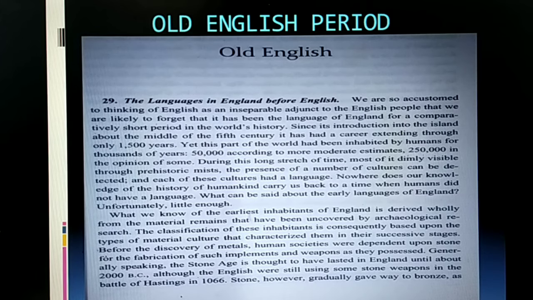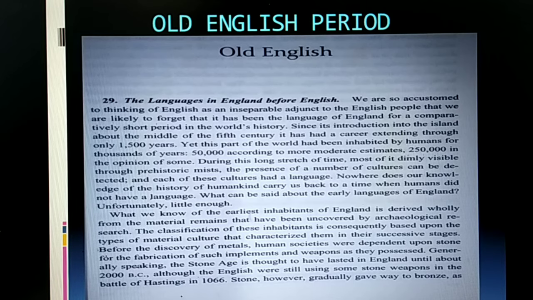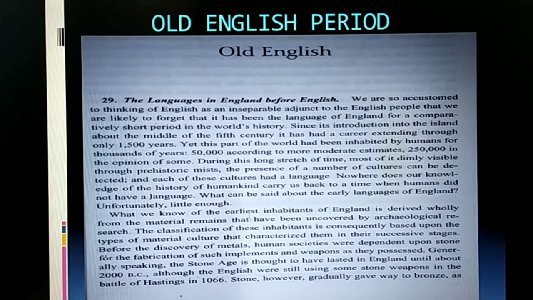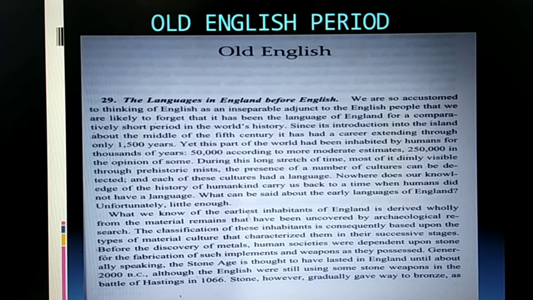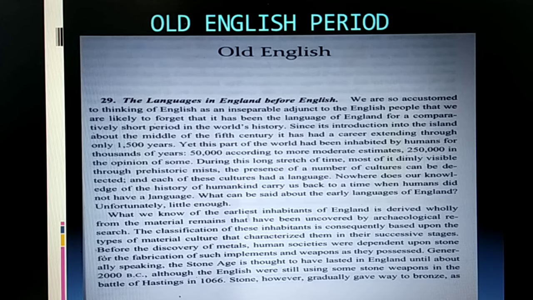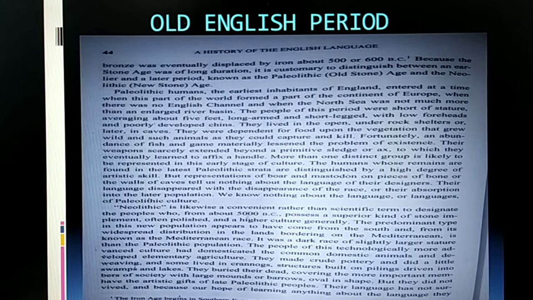The classification of these inhabitants is consequently based upon the types of material culture that characterize them in their successive stages. Before the discovery of metals, human societies were dependent upon stone for the fabrication of such implements and weapons as they possess. Generally speaking, the Stone Age is thought to have lasted in England until about 2000 BC, although the English were still using some stone weapons in the Battle of Hastings in 1066. Stone, however, gradually gave way to bronze, as bronze was eventually displaced by iron about 500 or 600 BC.